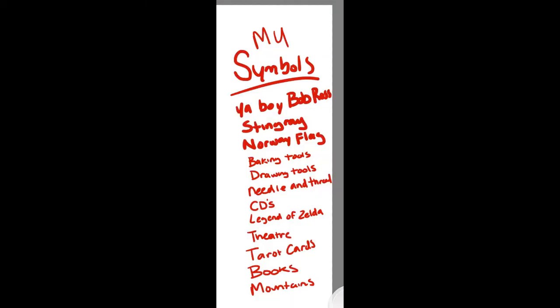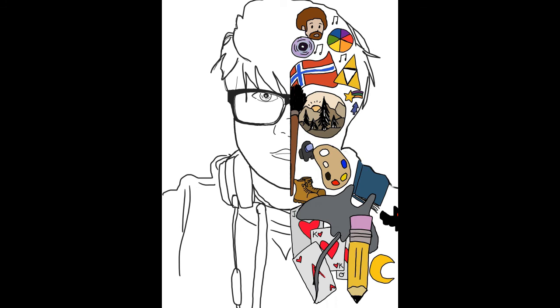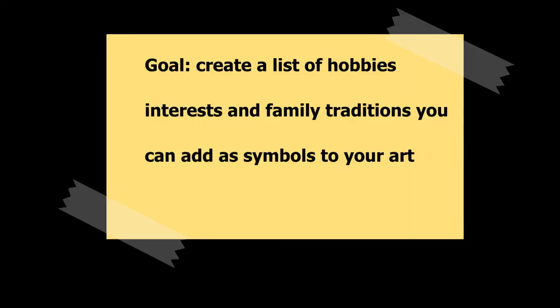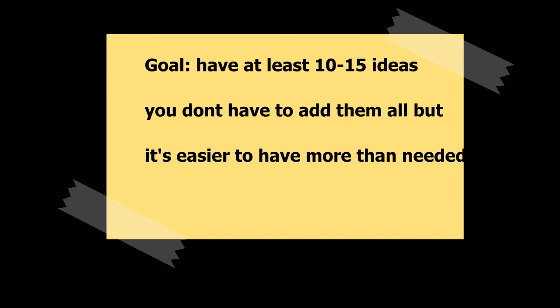Regardless, what we are doing is we are making a list about what is important for our self-portrait and what objects we would want to have. We're creating a list because it makes the drafting and final image easier to create. So what I want you to do today is you're going to create a list of interests, hobbies, and family traditions that you could also add to your art. I'd like you to have at least 10 different things on there. Remember, more is always better because you can always not add things, but then at least the ideas are there.